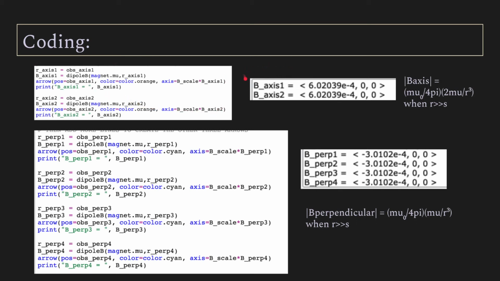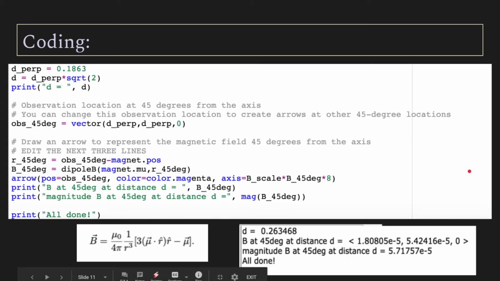The values for the on-axis arrows are shown here, and this is consistent with the magnetic field on axis and this equation when r is much greater than s. This is how I coded the perpendicular axis arrows, and their values are consistent with the equation for the magnetic field on the perpendicular axis. As you can see, the on-axis are double the perpendicular axis, which is consistent with these two equations.